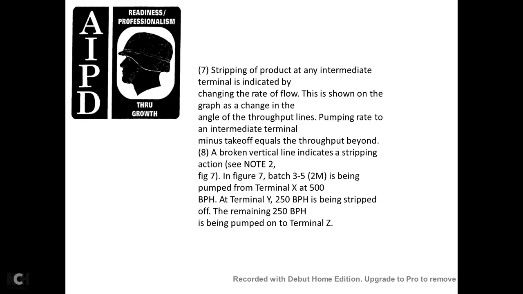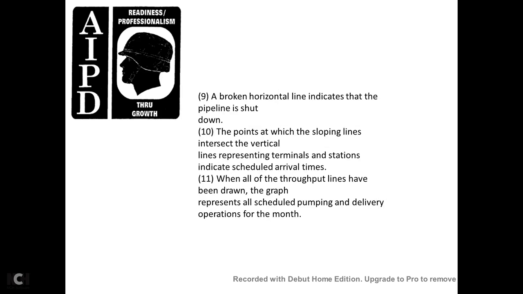Stripping of the product at the intermediate terminal is indicated with a change of the rate of flow. This is shown on the graph by the change in the angle of the throughput lines. The rate into the intermediate terminal minus the take-off equals the throughput beyond. A broken vertical line indicates the stripping action. Note 2, figure 7: the batch 3.5 to 2,000 barrels is being pumped to terminal X at 500 barrels per hour. At terminal Y, 250 barrels per hour is stripped off, and the remaining 250 barrels per hour is being pumped to terminal Z.